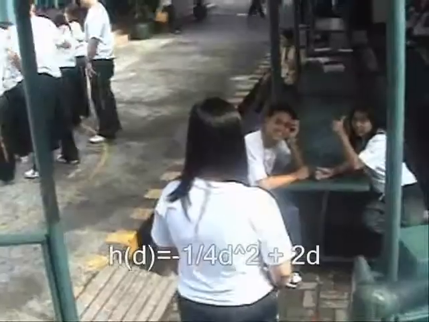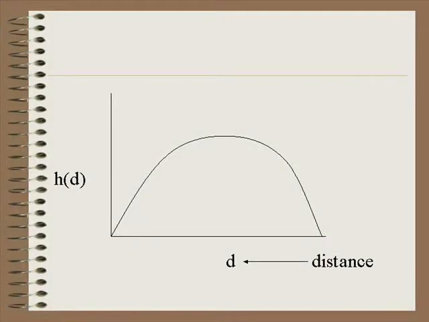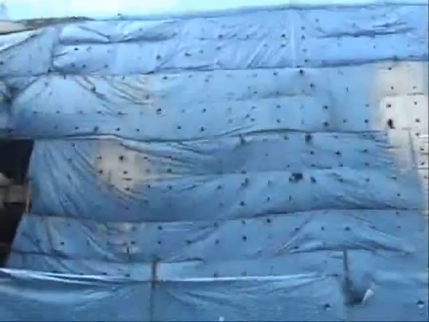But how do we solve quadratic functions? Let us first examine the equation. If you program this function, it will look like this. D stands for distance along x-axis, while h of d stands for the height of the projectile. Now, let's start to solve this problem.